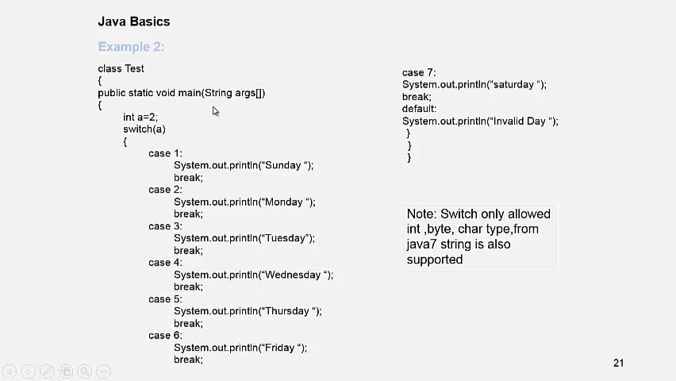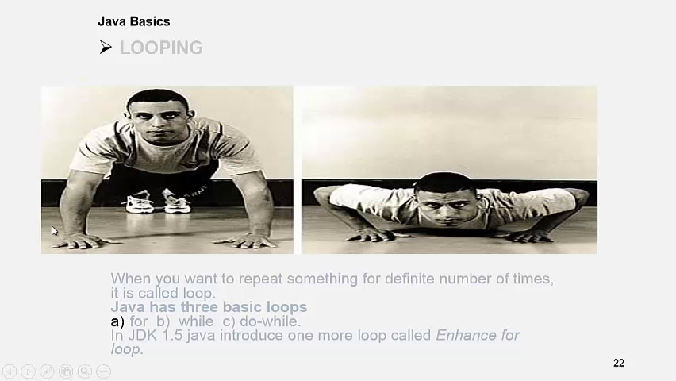In this switch, you can have only these, and from Java 7, string can also be used. And the looping is like C or C++. When you want to repeat something a definite number of times, it is called a loop. Java has three basic loops: for loop, while loop, do while loop. In JDK 1.5, Java introduced one more loop called the enhanced for loop.